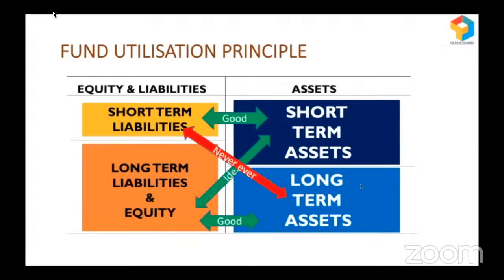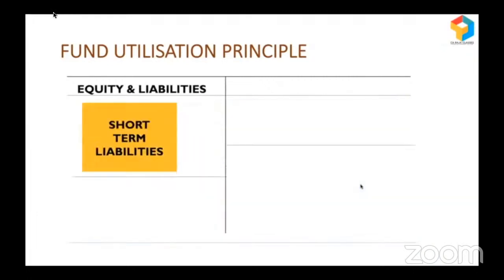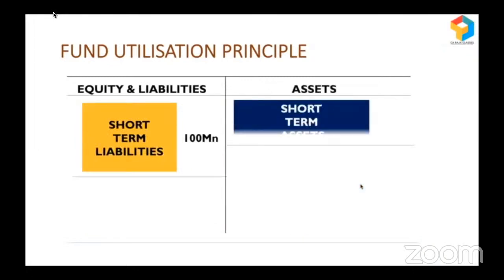Okay, so never ever do this. Let me give some numbers so that we can understand it better. I've raised short-term funds of 100 million, and I've used that to create short-term assets of only 70 million. So here comes the problem. The question is, what happened to that remaining 30 million?